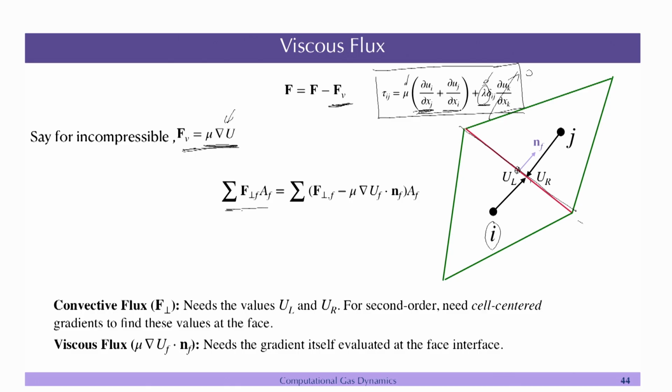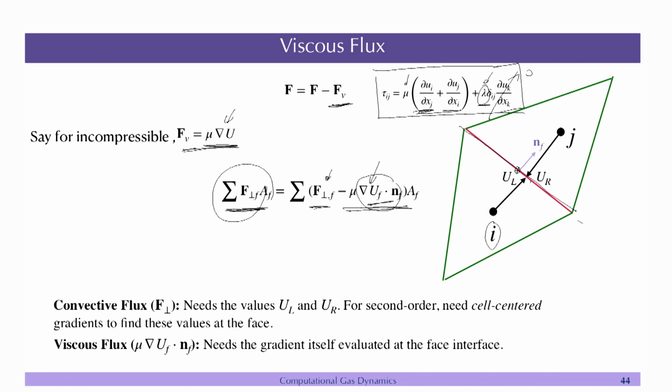If you want to calculate the flux, you take f perpendicular at face f and sum it everywhere. So you will have f perpendicular at f, which comes from the Euler flux, plus this mu del u at f dot n f. This is the face gradient. So you need both the face gradient and the cell gradient. So how do you get those gradients?